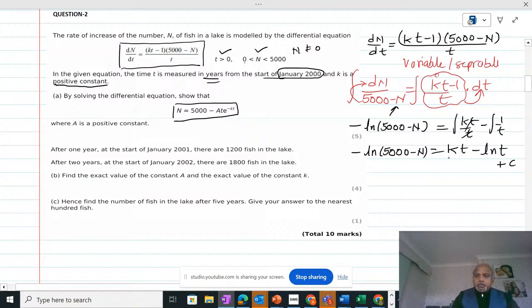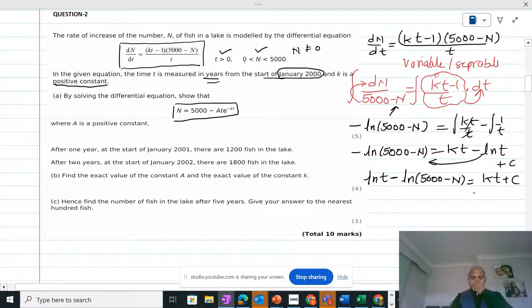Yeah, so ln t we are getting here, so we bring ln t to this side, the left hand side of the equal sign, and it is minus ln (5000 minus n) equal to kt plus c. Okay, this is what we got. Now here we can use the log formula. Log m minus log n is log m over n.